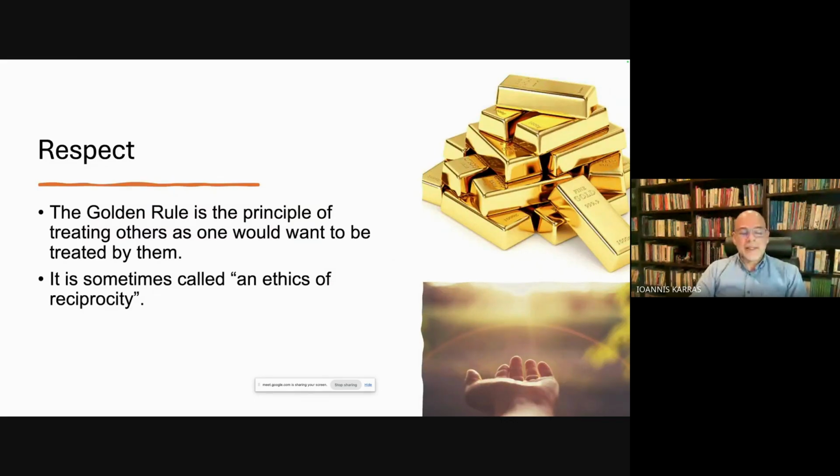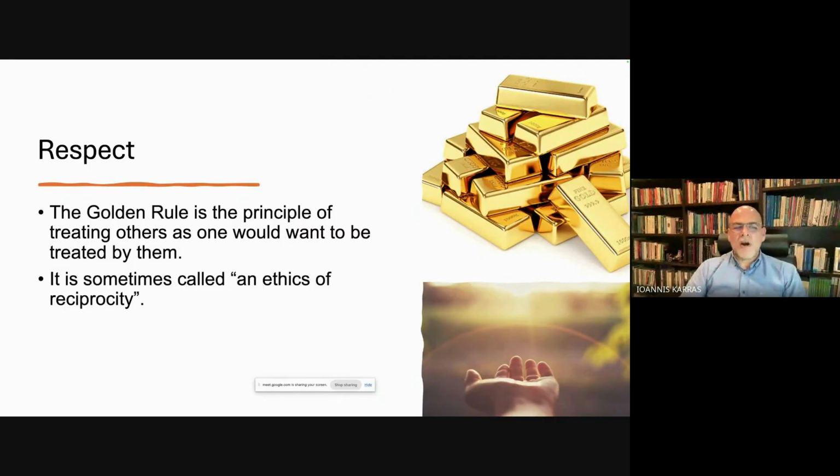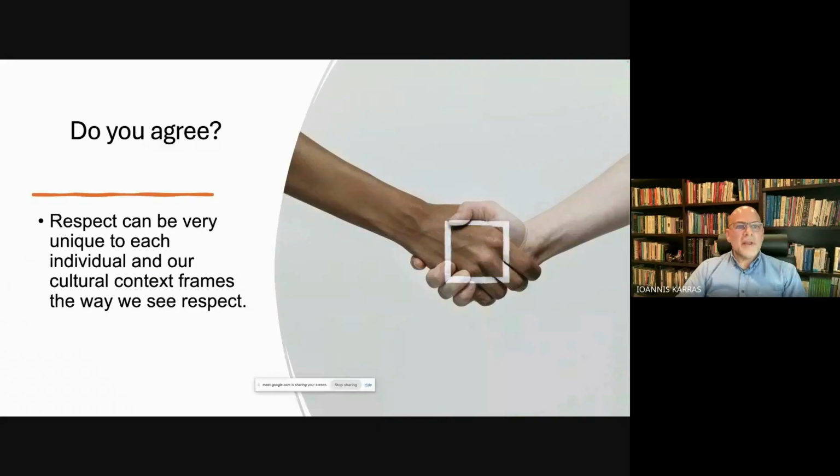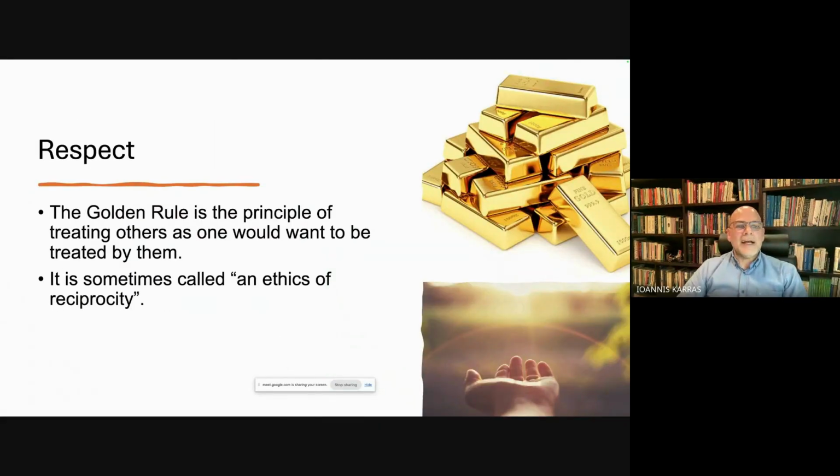Starting with respect. When I was young, at least, and when I was in school, I recall teachers often saying, try to apply the golden rule. And what is the golden rule, which is also often called an ethics of reciprocity? So the golden rule was treating others as one would want to be treated by them. So I will treat you the way I want to be treated. But what's the problem with that rule?